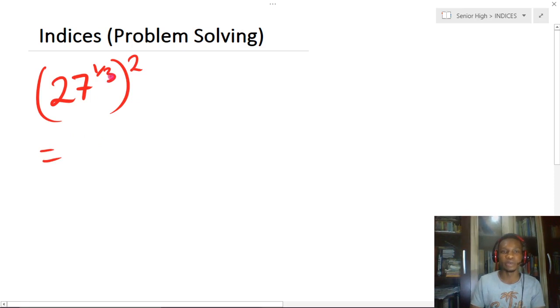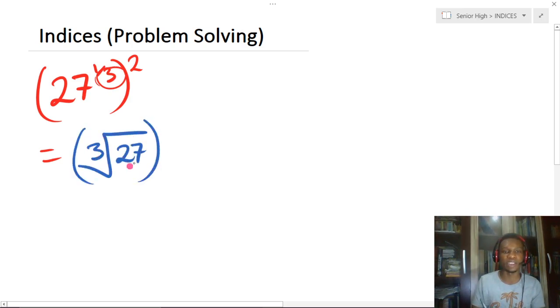So remember I told you this is raised to the power 1 over 3. What comes to your mind? Fractional index law. So the fractional law tells us that the denominator becomes the what? It becomes the root. So that will be the third root of 27, and then everything is raised to the power of 2. What's the third root of 27? It is 3, because I know that 3 times 3 times 3 will give us 27. Raised to the power of 2. What's 3 raised to the power of 2? It's like saying 3 times 3, and that's what? 9. Easy question, right? Very simple.